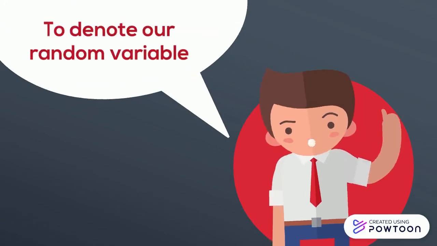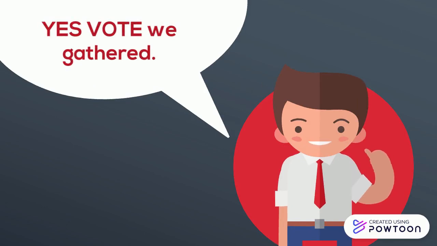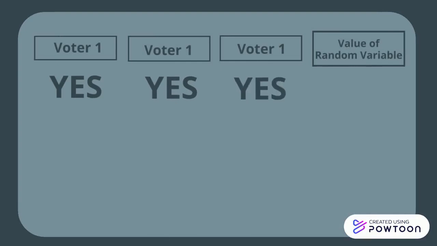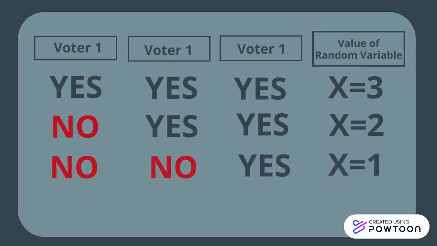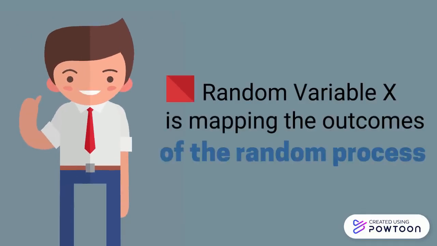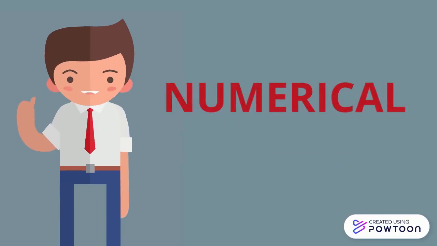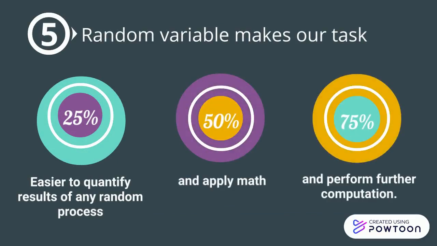To denote a random variable of interest, we use x to represent the yes votes that we gathered on the random process. Therefore, we can write x is equal to 3 for the first simple event as there are 3 yes votes, x is equal to 2 for the second, and x is equal to 1 for the third simple event. Here, the random variable x is mapping the outcomes of the random process and leading us to its numerical values. The use of random variables makes our task easier to quantify results of any random process and apply math and perform further computation.